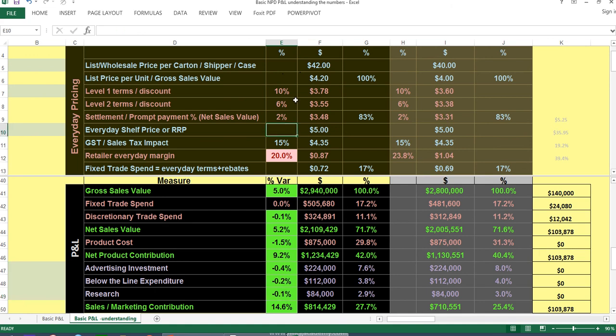But in reality, what's going to happen when you move the list price to 42 without changing the recommended shelf price or the RRP to the retailer? The retailer margin is going to drop to 20 from 23.8 earlier. And what is very likely is that the retailer will say, I'm not going to work with 20. You've moved your price up and you are not increasing my discounts. So I'm going to move my shelf price up by another 5% too. So the retailer jumps to $5.25 and goes back to 23.8% margin.